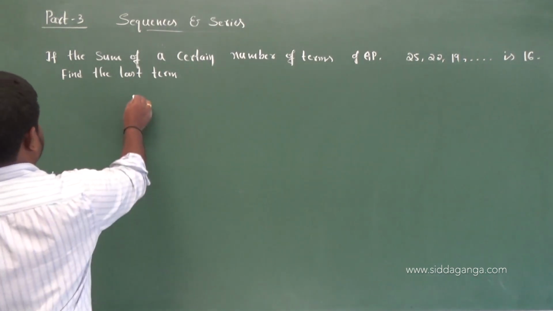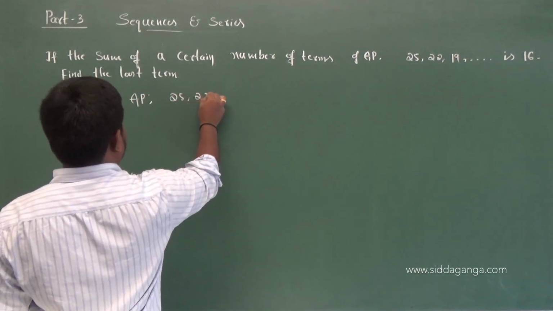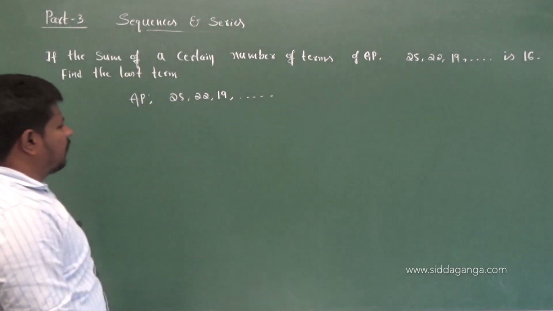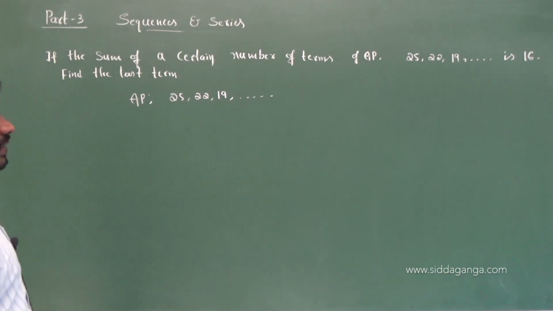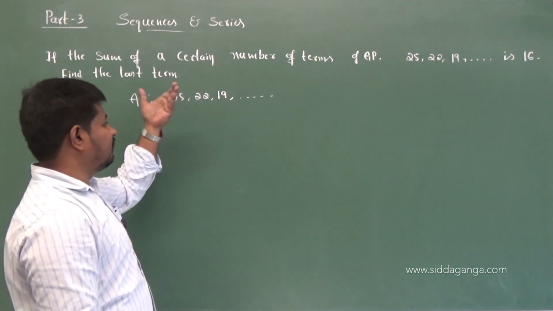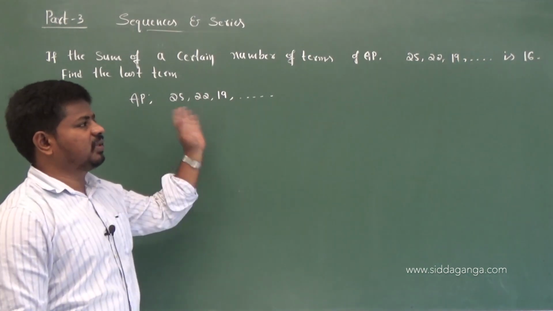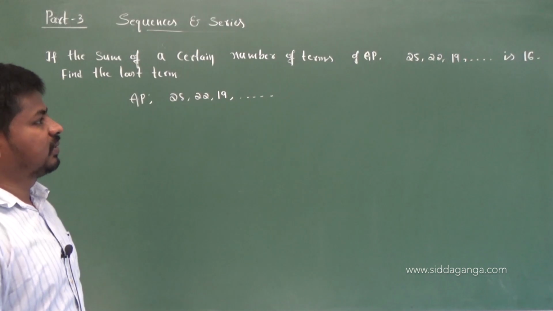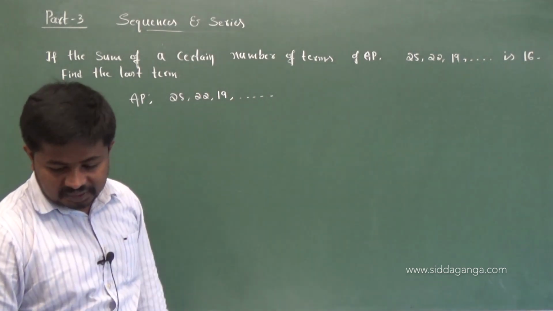Here the AP is given by 25, 22, 19 and so on. Here we have an AP, we don't know the number of terms. The question is, the sum of some terms will be equal to 16. For how many terms of the AP does the sum become 16? It may be 4 terms or 8 terms or 19 terms, we don't know. That's what we have to find: n. For what value of n does the sum of the terms become equal to 16? That's the question.